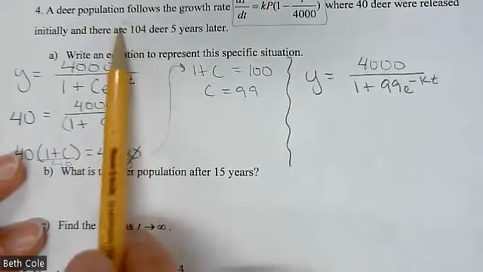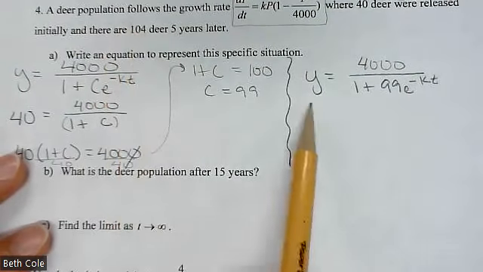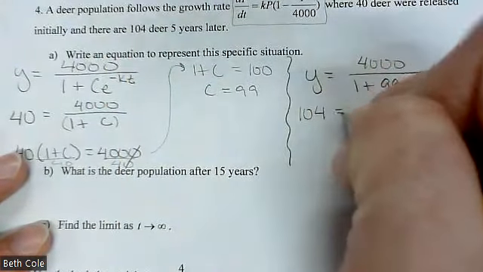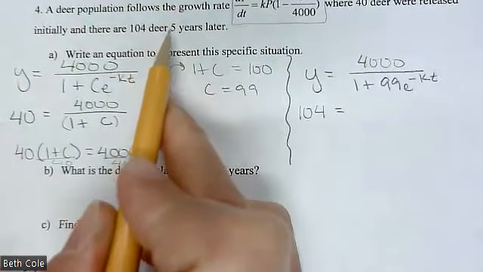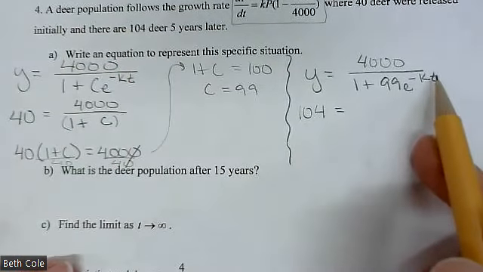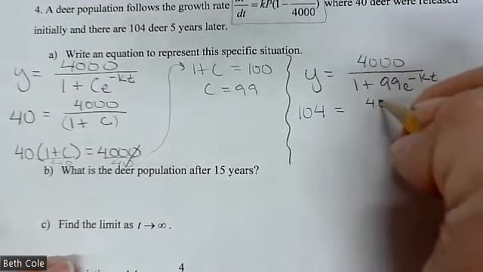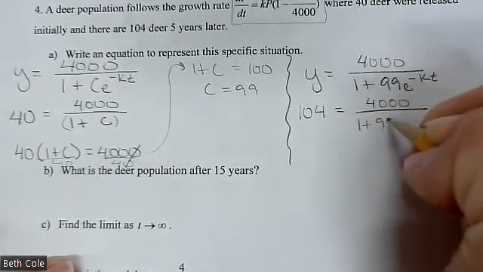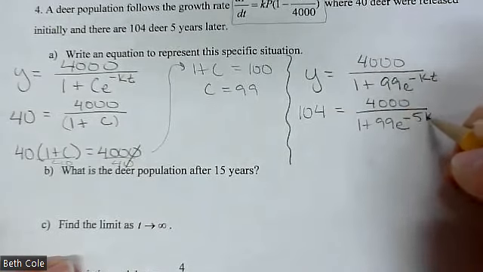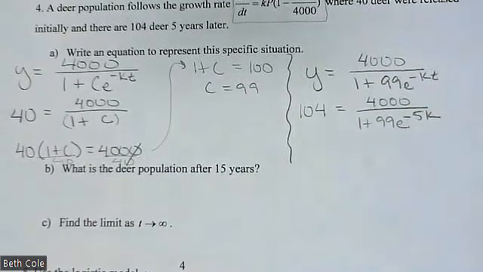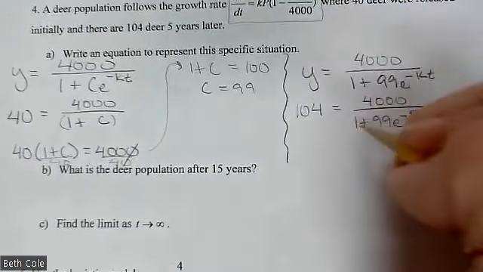Good, so where am I going to plug in 104? For Y, that's your amount. And then I'm going to plug in 5 for time. So 104 equals 4,000 over 1 plus 99e to the negative 5k. Now what? It's going to be a good bit of steps here to work through this. Hint, you need parentheses here.